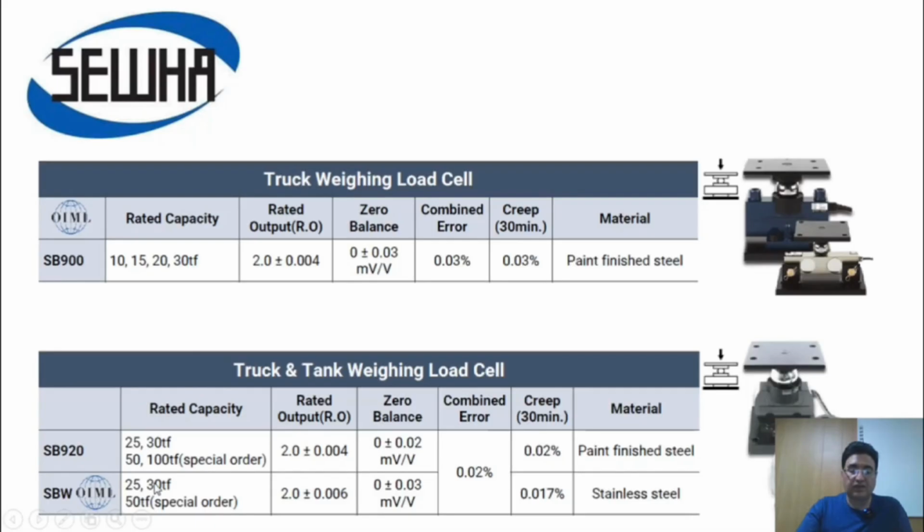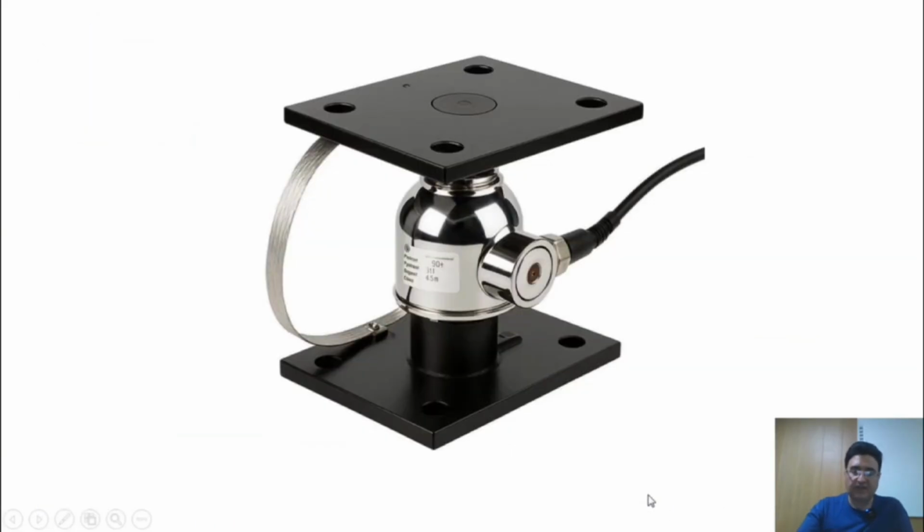The company manufactures the 25-ton and 30-ton capacities, but the 50-ton capacity is available only as a special order. The combined error of these load cells is 0.02%. The SB920 load cells have a painted iron body. However, the SBW load cells are specifically designed with a robust and durable stainless steel body. Indeed, this particular unit is an excellent example of an SBW load cell, showcasing its superior construction.